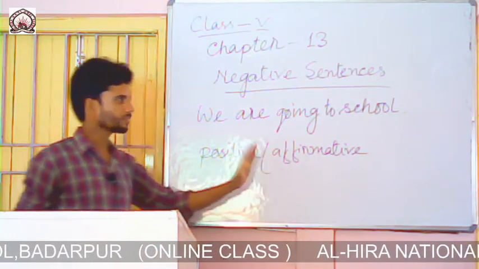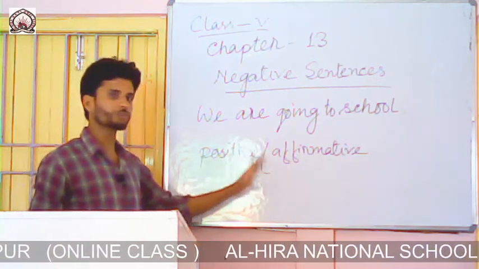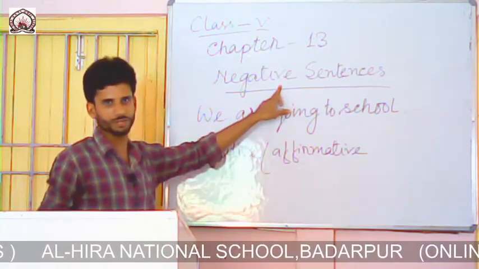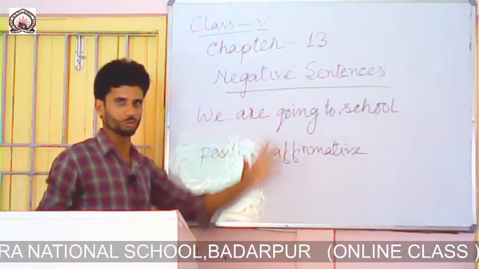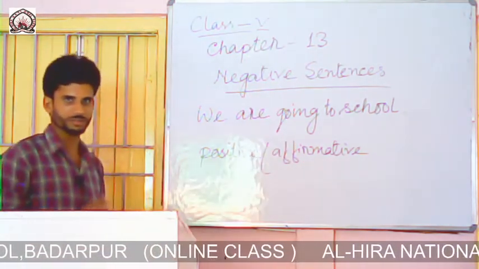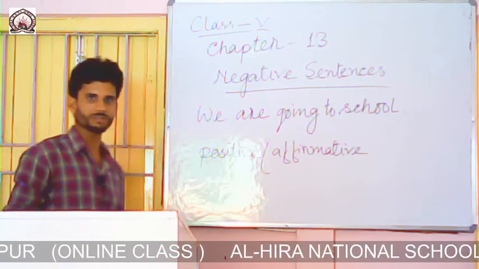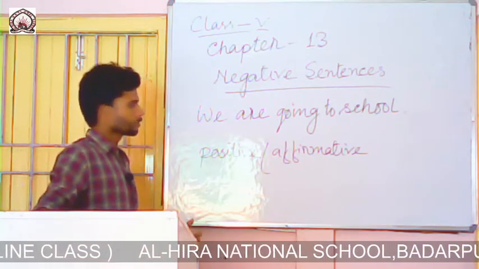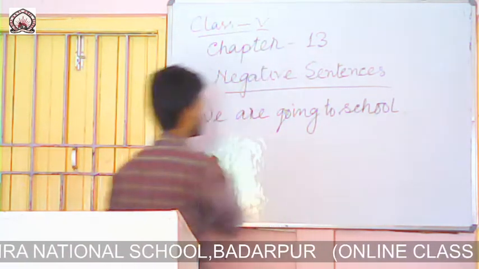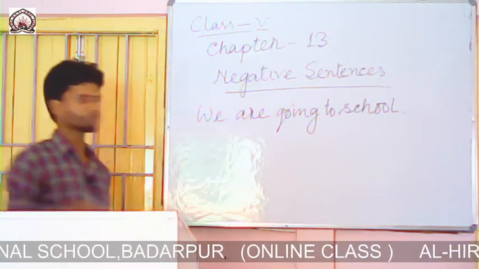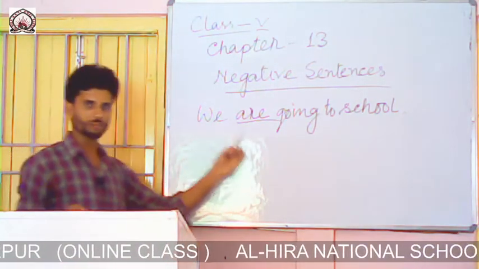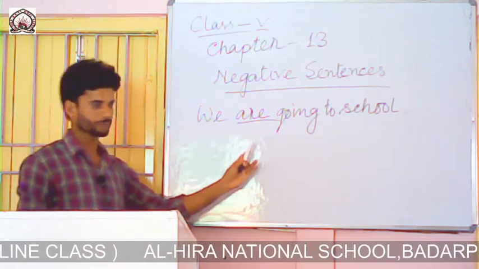Now, this chapter is about how to change a positive or an affirmative sentence to a negative sentence. How to change? What are the rules? This is what this chapter is about. So here you see the sentence that I have written is a positive sentence, and it is we are going to school. And here in this sentence we have an auxiliary verb, or a helping verb.